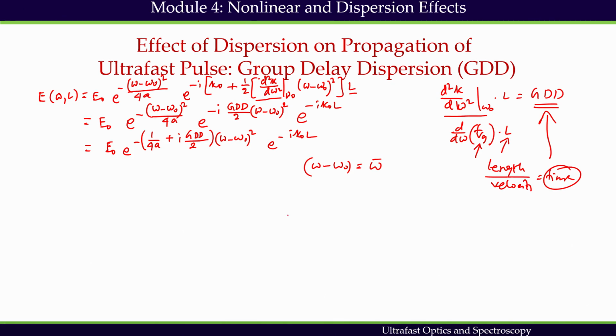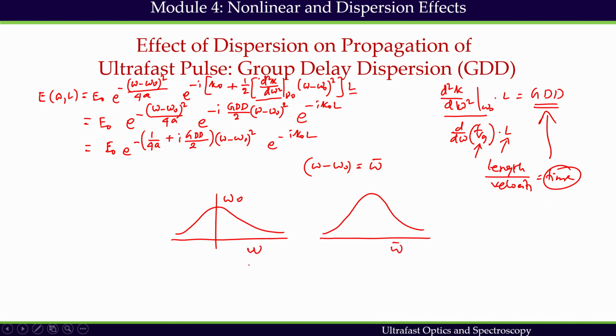And what is the difference between omega and omega bar? If we express the frequency domain field in omega, then it is centered at omega naught. But if we express the same field in the omega bar domain, then it is centered at omega bar equals 0. That's the only difference we have. It's just a change of convention, that's all. It doesn't change the shape of the spectrum.